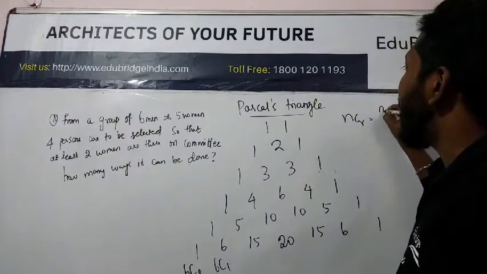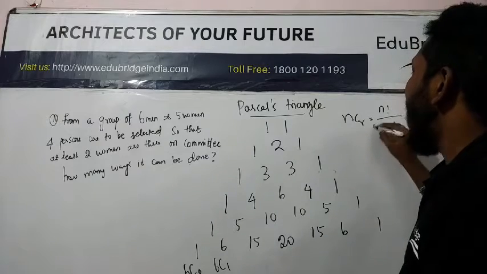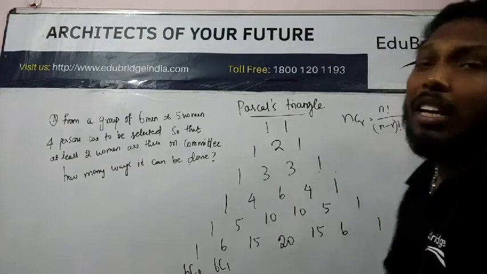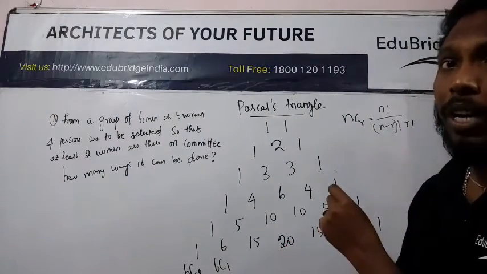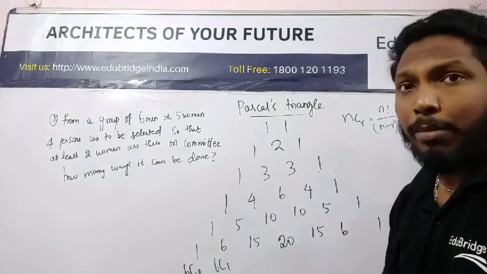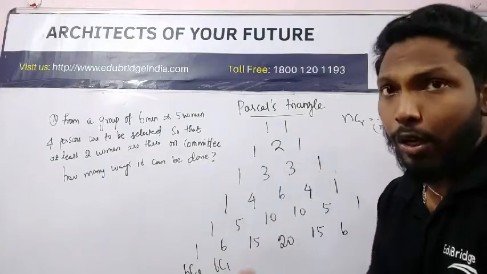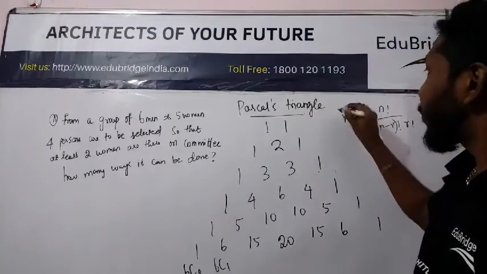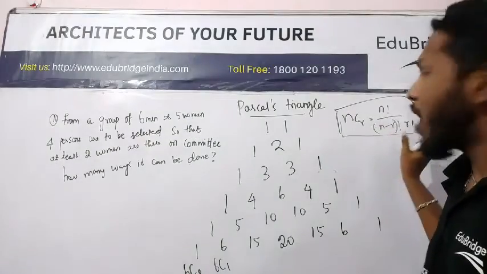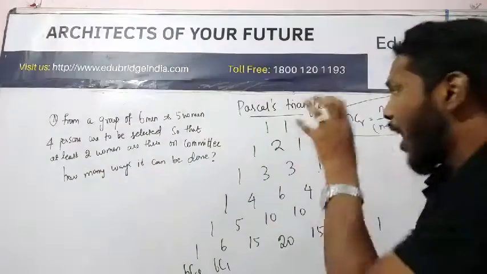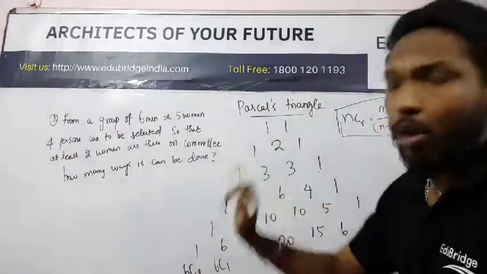nCr is equal to n factorial by (n minus r) factorial into r factorial. I want you to look at the previous video uploaded on this YouTube channel, Learn Online with Edubridge. There you would have learned about the nCr formula, n factorial by (n minus r) factorial into r factorial. Now, using this triangle, we are going to solve this question.